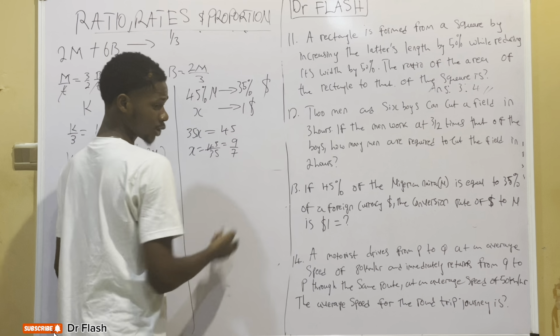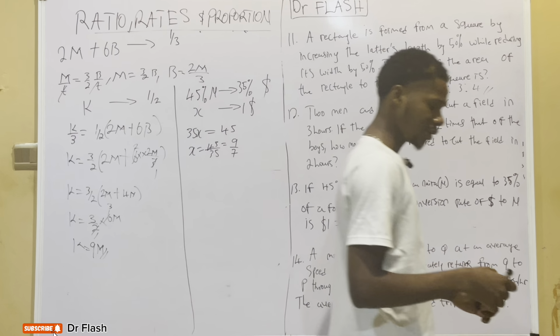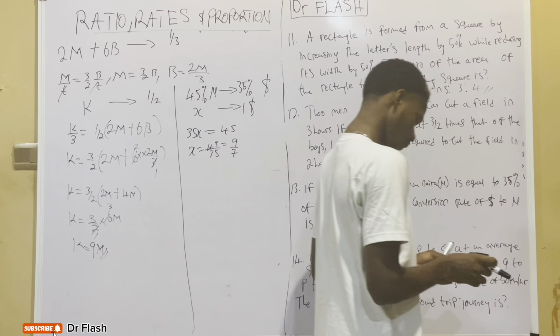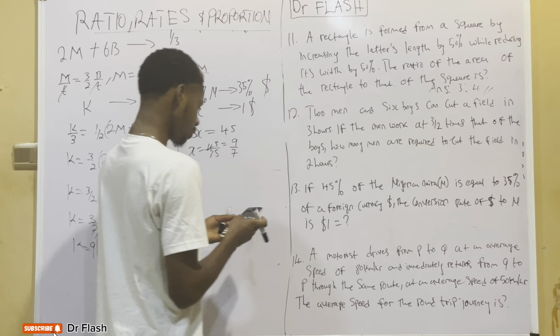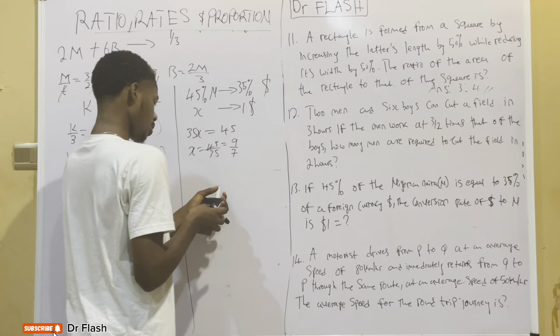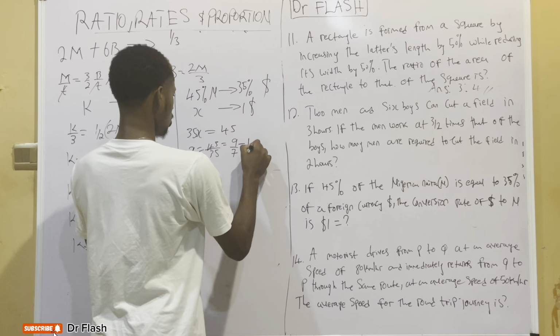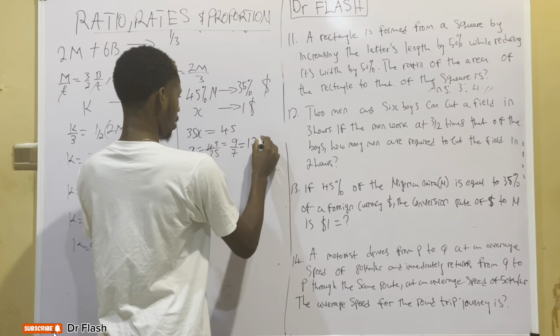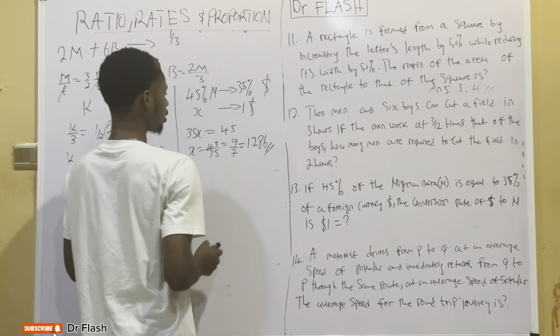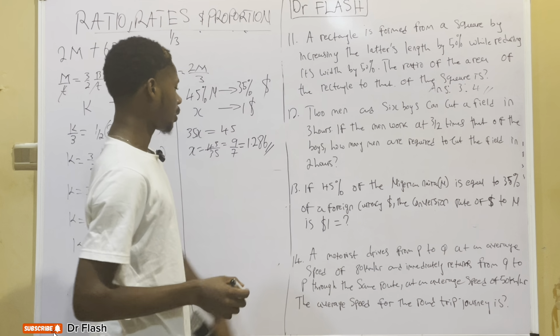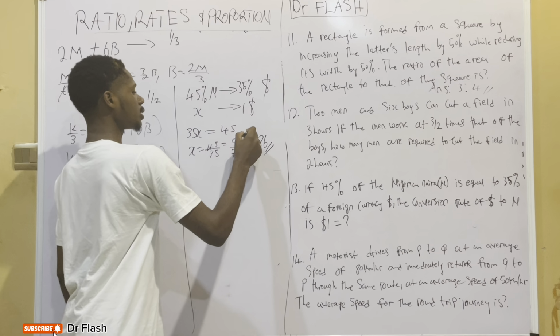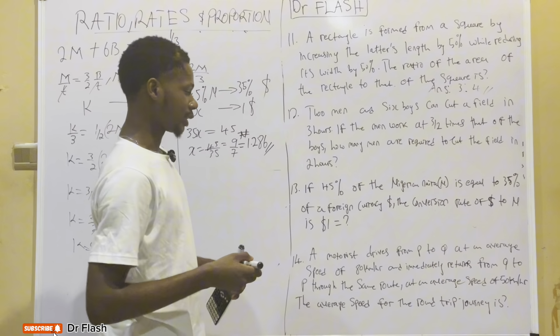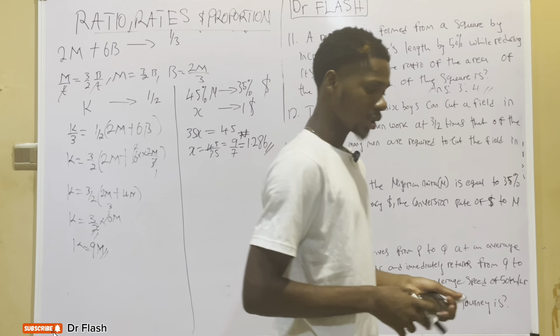You can as well put this in fraction. So 9 divided by 7. 9 divided by 7 is going to give you a fractional answer of 1.286. So the conversion rate is $1 is equal to 1.286 naira. That is the conversion rate, and that is how a problem like this is being tackled.